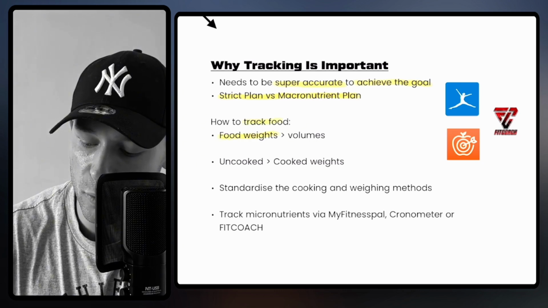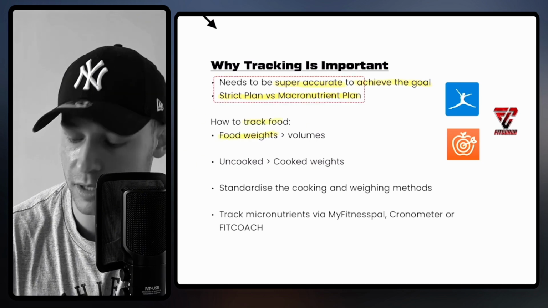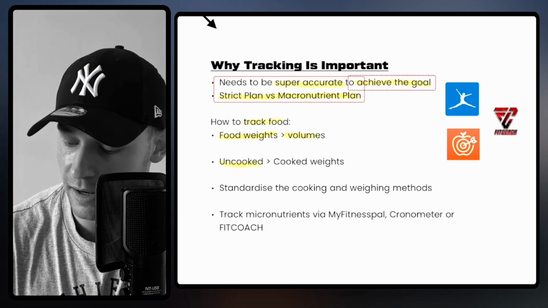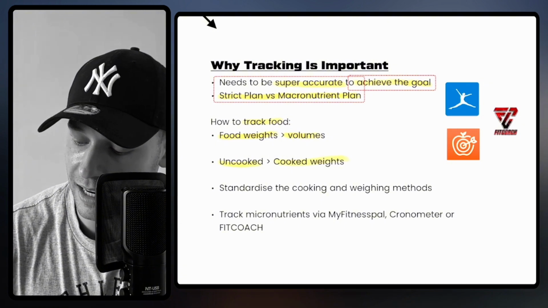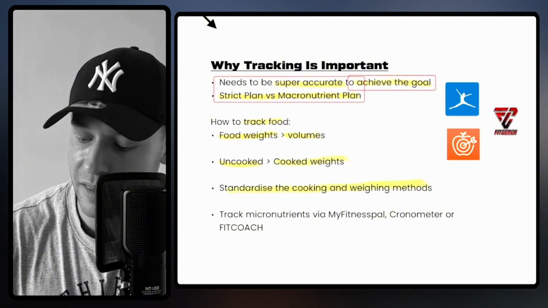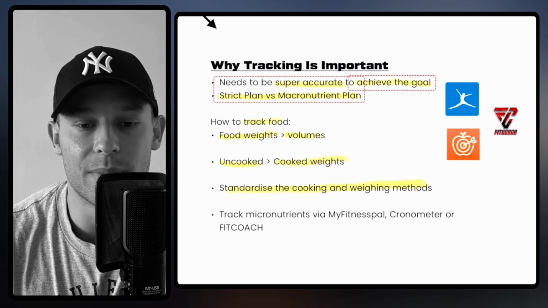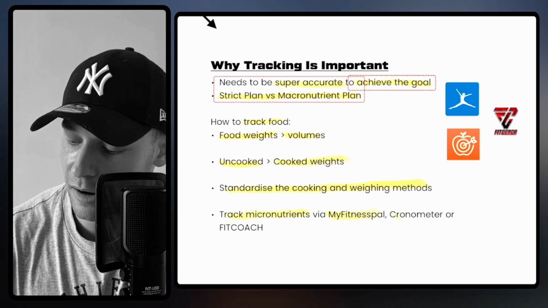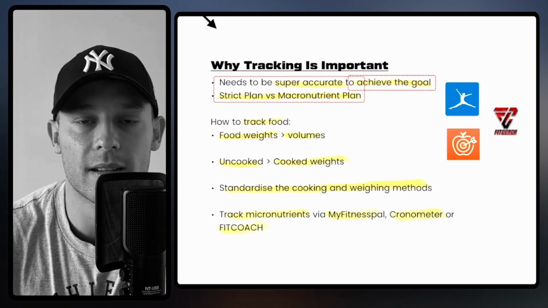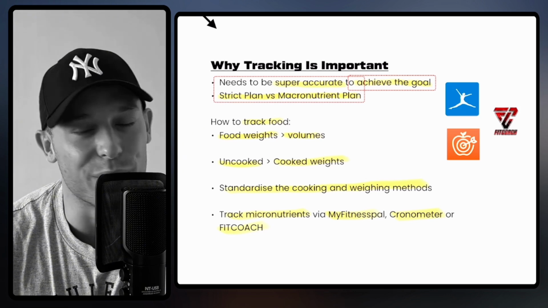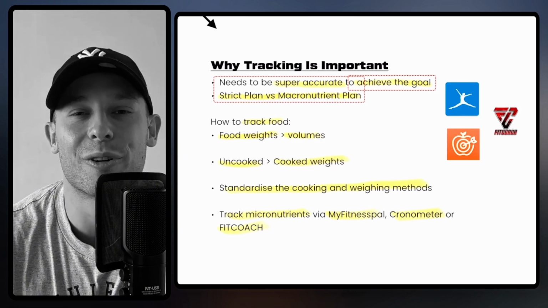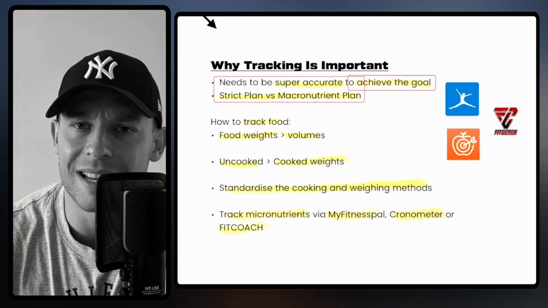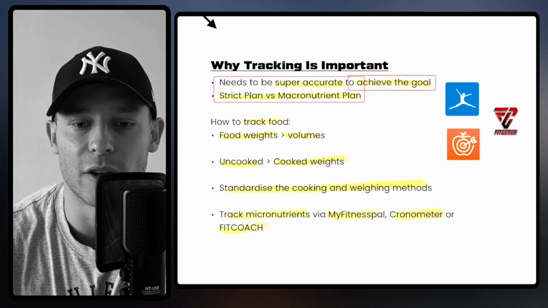Number one, food weights are incredibly more important than food volumes. You should always weigh your food uncooked versus cooked. You should always standardize the cooking and weighing methods, so doing the same thing, repetition after repetition. And then finally, tracking micronutrients via MyFitnessPal, Chronometer, or if you do work with us on FITCOACH PRO, you will have the privilege of our own dietary log, which is very, very similar to MyFitnessPal or even Chronometer, where you can track those essential vitamins, minerals, and phytonutrients.